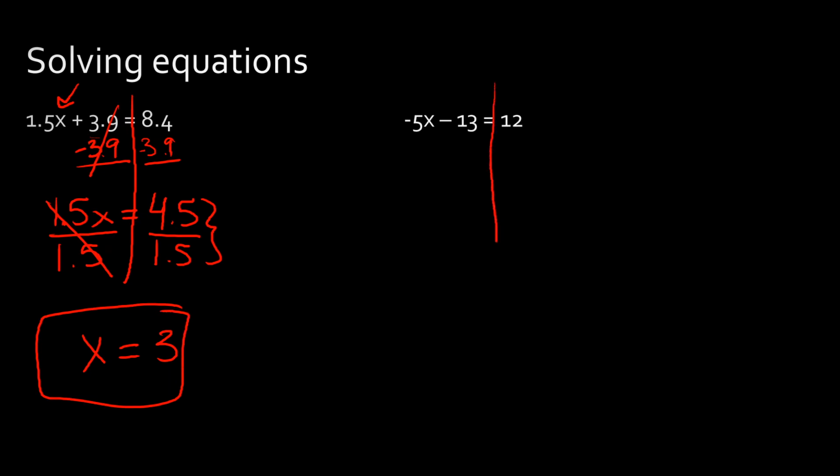All right, take a look at this one here. This one's a little bit easier. We don't have any decimals or fractions. So I have negative 5x minus 13 equals 12. So again, we're starting furthest away from the variable.